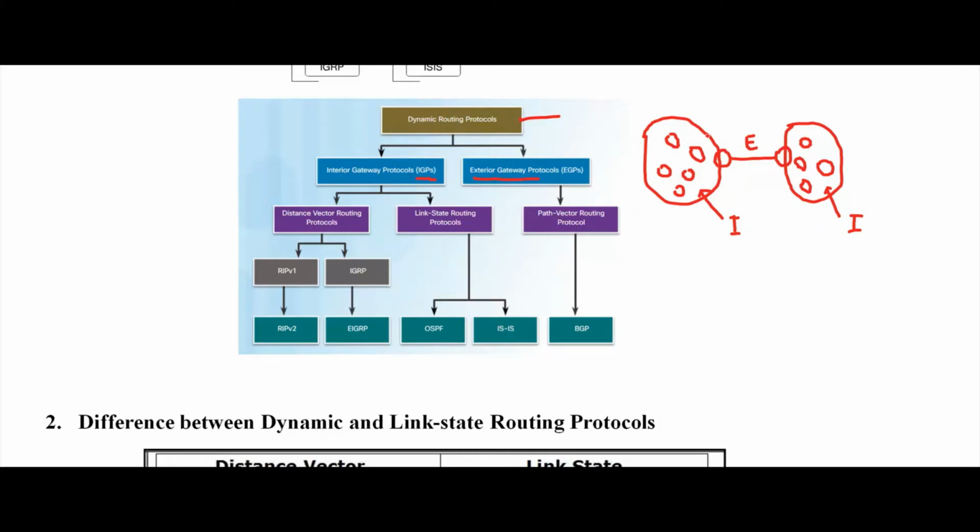So we are going to study only the interior gateway routing protocols. We are not studying the exterior gateway routing protocols in this course. Interior gateway routing protocols have two different types. Again, I'm dividing into two different types. What is the first type?